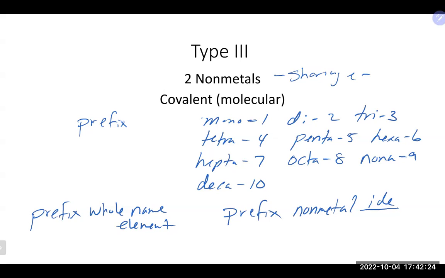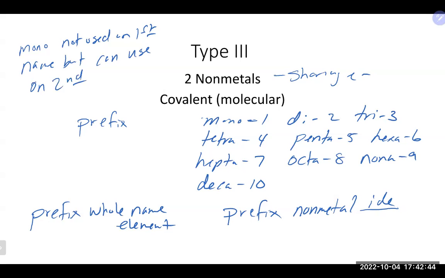There are a couple rules that we do with the prefix. The first one is mono is never used on the first name. But you can use it on the second. So that's an important rule. No mono on the first name, but definitely can use it on the second.